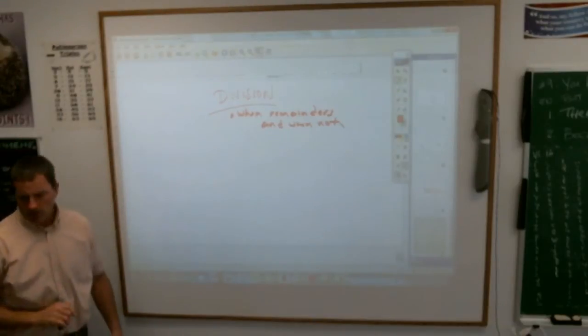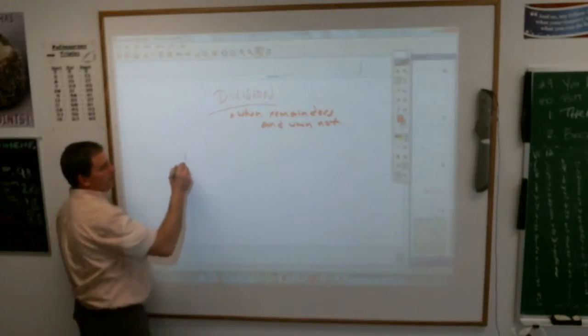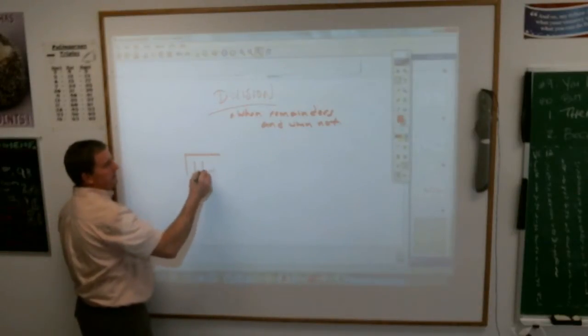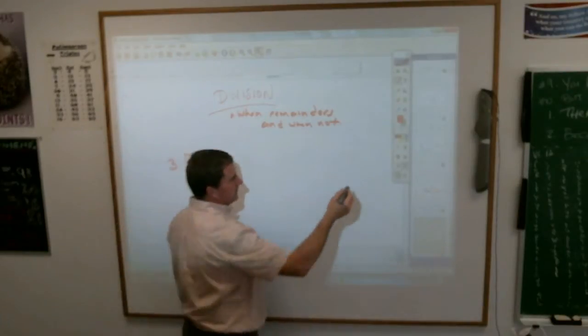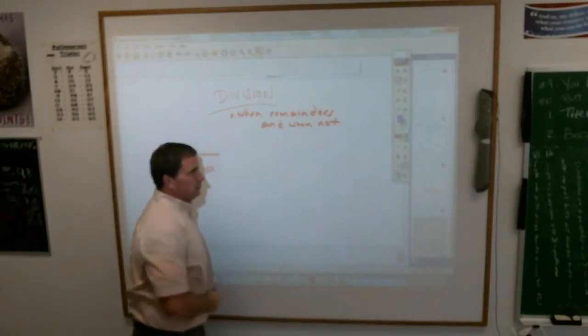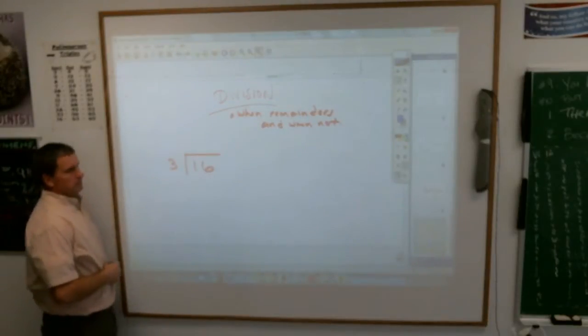Okay. And we probably haven't done remainders yet, have we? I don't think so. But let's do a problem here. If you have a problem like 16 divided by 3, I guess we should talk about the algorithm, which is the way that you do the problem for division. I suppose there's the easy way and the hard way to do this.